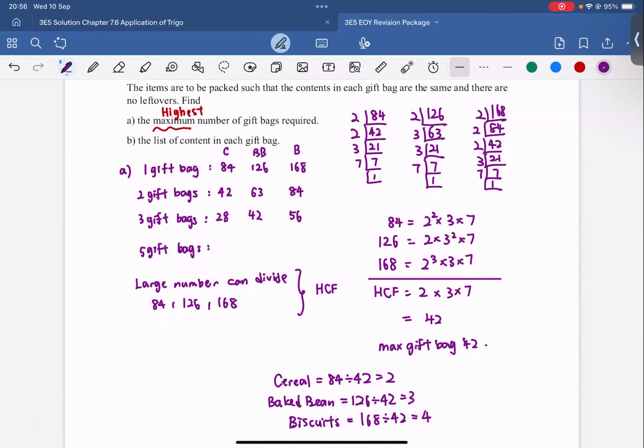And how many marks is this question? Probably 3 marks at most. Part A 2 marks, part B 1 mark.